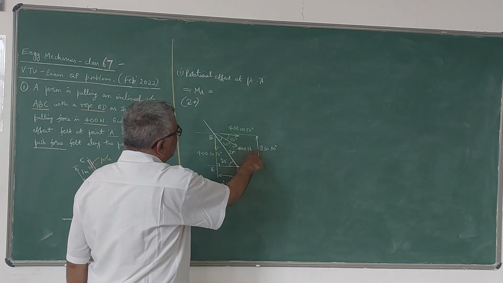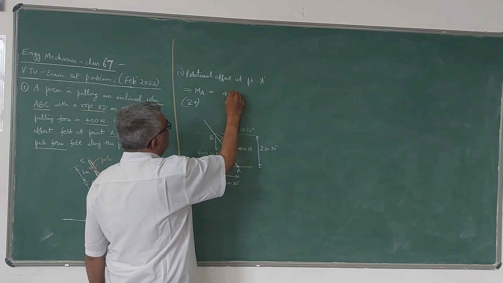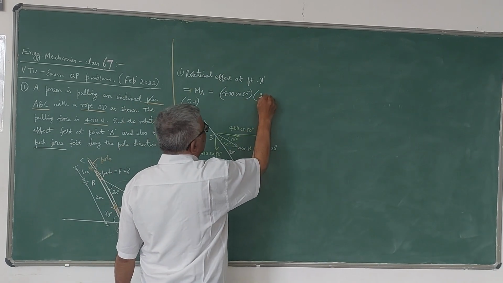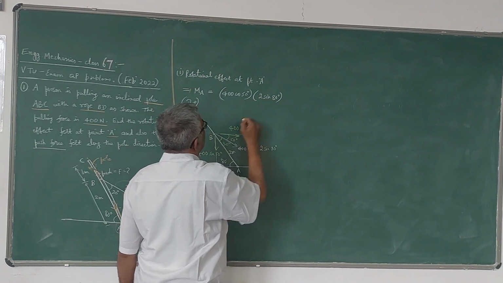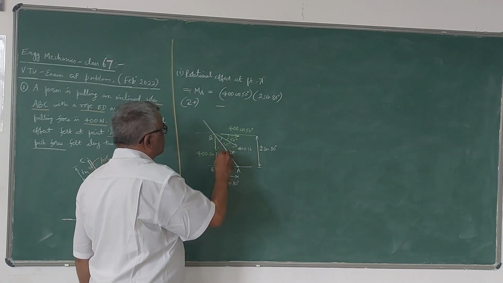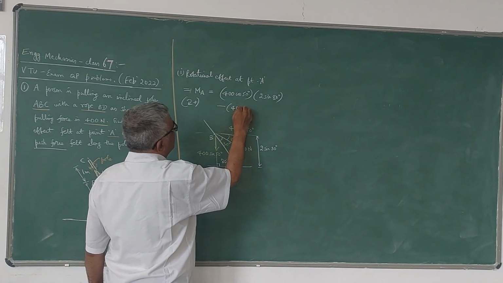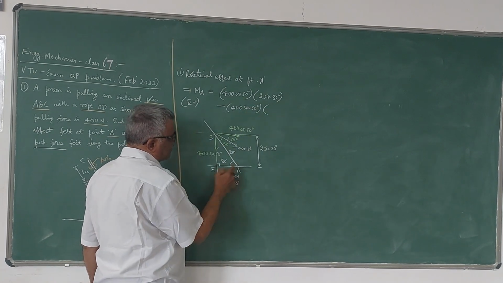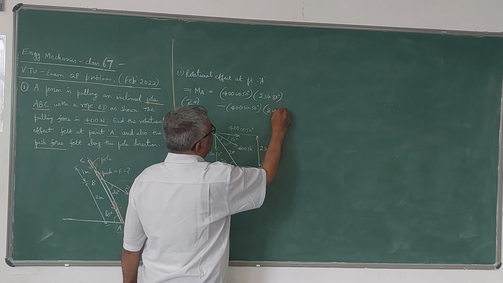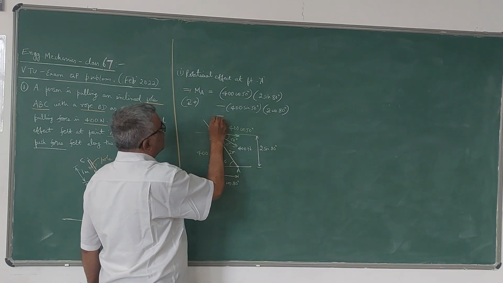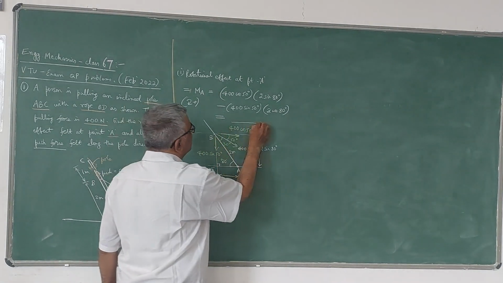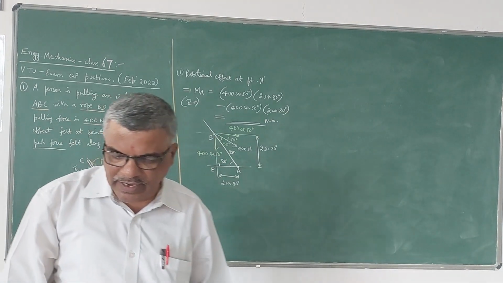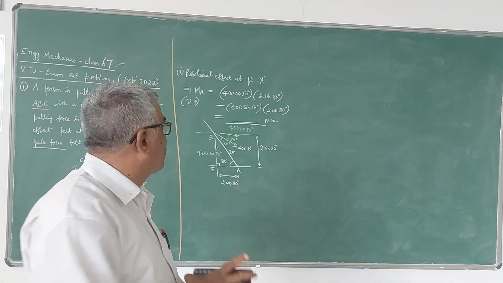If I use that, then this becomes 400 cos 50, it is a clockwise moment, multiplied by the distance 2 sin 80 degrees. Minus, because this is giving anti-clockwise moment, force is 400 sin 50 multiplied by the distance of the line of action of this force from A, which is 2 cos 80. So this is the rotational effect of the 400 Newton force. If you simplify this, you are going to get the value in Newton meter. Based on the sign, we can decide whether it is clockwise or anti-clockwise.